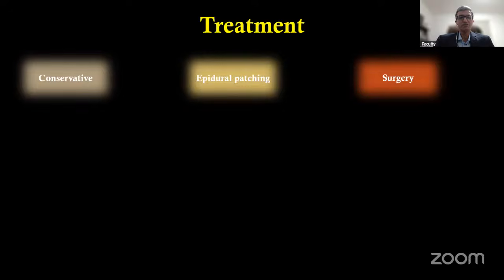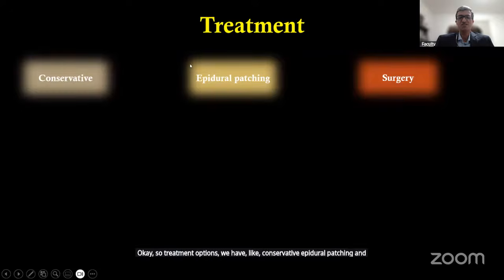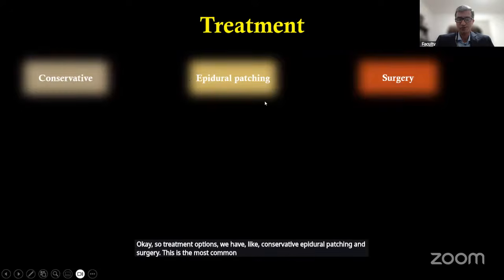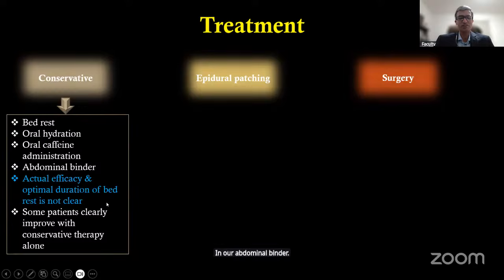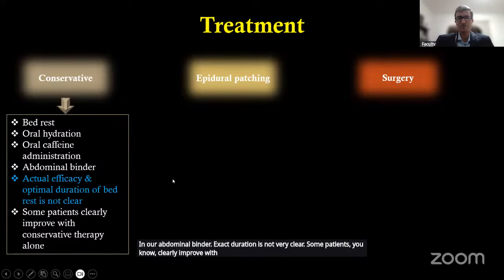Okay, so treatment options, we have conservative, epidural patching, and surgery. This is the most common treatment modality used. Conservative is for patients with low suspicion or very mild symptoms. They are advised to have bed rest, oral hydration, caffeine administration, and an abdominal binder. Exact duration is not very clear. Some patients clearly improve with this conservative management itself.